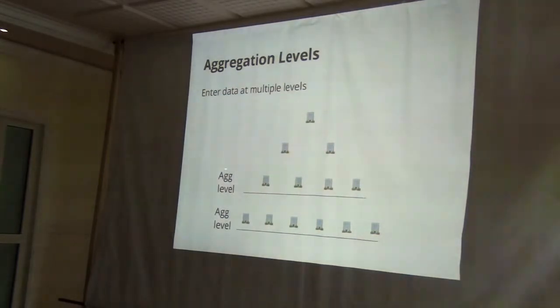So to solve it, you can actually put an aggregation level at each level where data is. Right? So if data is captured both at district and facility, then you put an aggregation level at the district and at the facility. You can do this in data element screen.